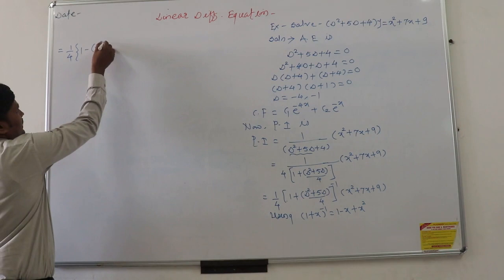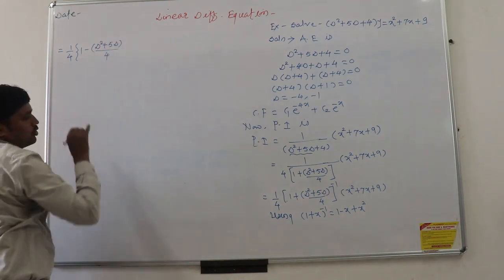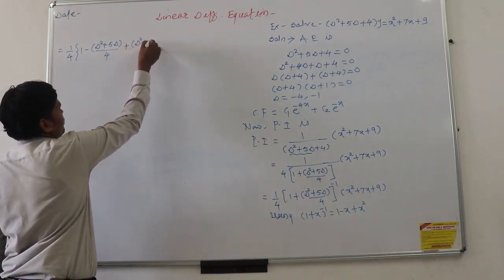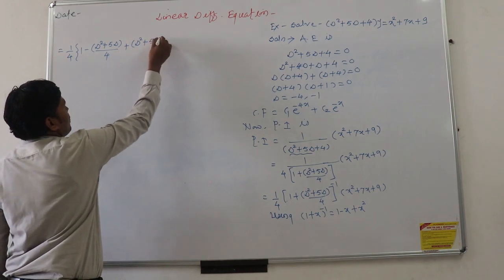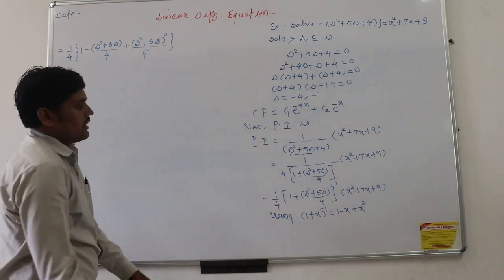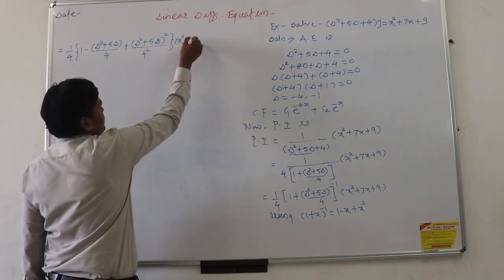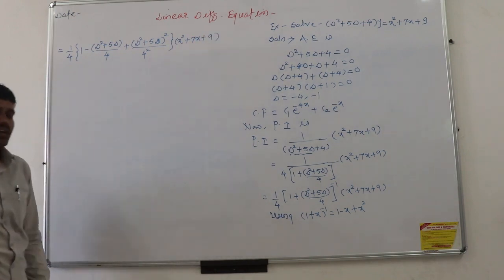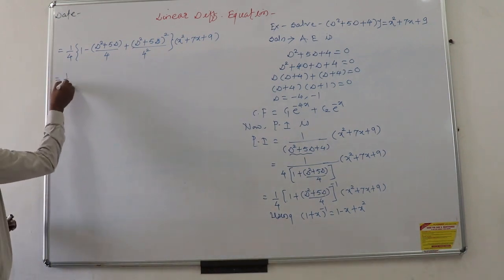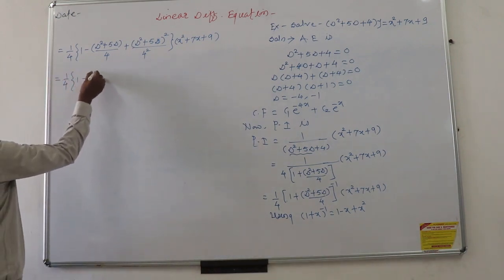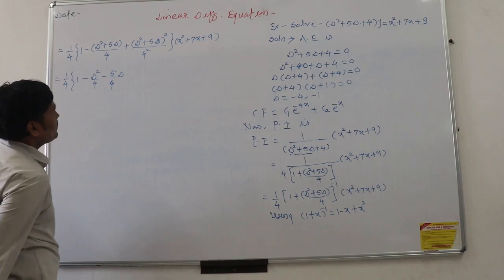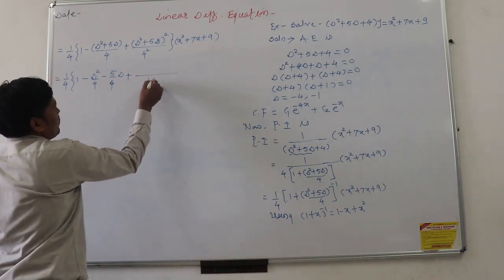So into the bracket D square plus 5D upon 4. Then plus x square, so plus x square means D square plus 5D bracket square upon 4 square, that is 16. And then outside the bracket write x square plus 7x plus 9. Now simplify it. So open this bracket. So 1 by 4, 1 minus, it is D square by 4 plus minus 5 by 4 D, plus upon 4 square is 16.